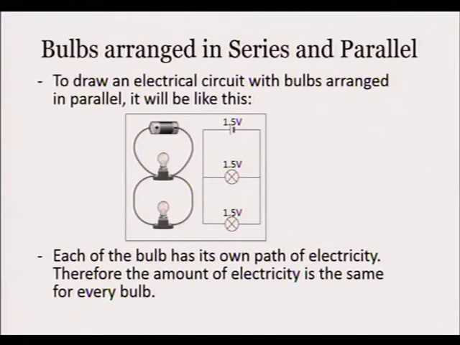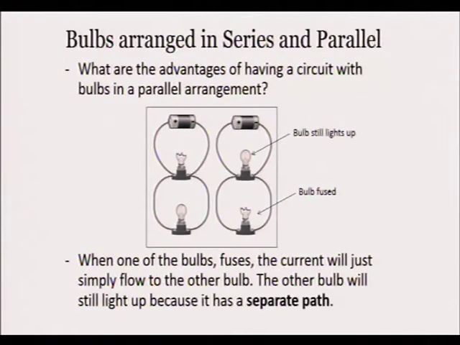Then we have electric circuits, which are arranged either in series or in parallel. This is one example of how to draw the electric circuit. We have a battery that is connected to two bulbs, and these are connected in parallel. Each bulb has its own path of electricity, therefore the amount of electricity is the same for every bulb.